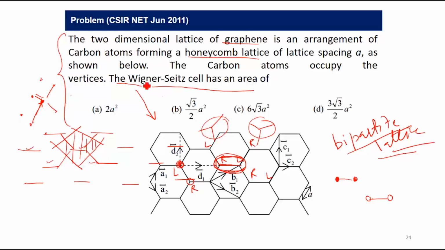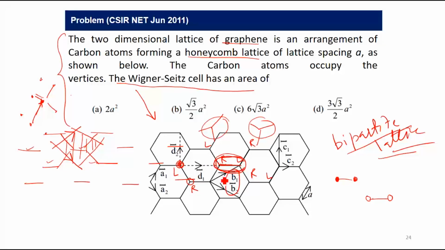Now they are asking you the area of this Wigner-Seitz cell. By looking at all these vectors, can you tell me which vectors correspond to the Wigner-Seitz cell? Is it D1, D2? Is it A1, A2? Is it C1, C2? Is it B1, B2? B1, B2, because these vectors are represented by B1 and B2.